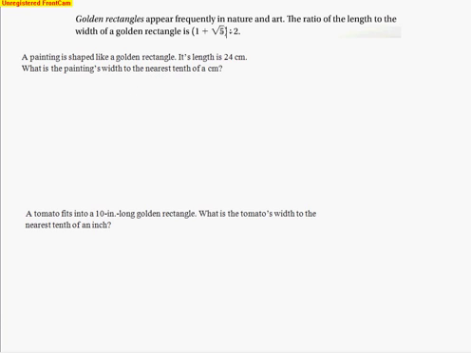So notice how it says the ratio of length to width. So length to width is 1 plus the square root of 5 to 2. So the length goes along with this complex number here, and the width is this 2. So I'm going to write this as 1 plus the square root of 5 over 2. And then it says that its length is 24. So its length is 24.